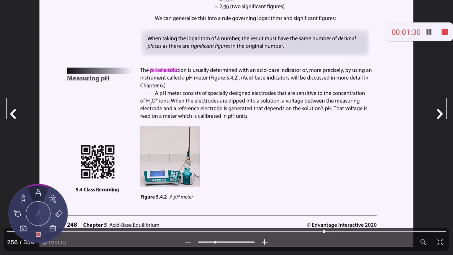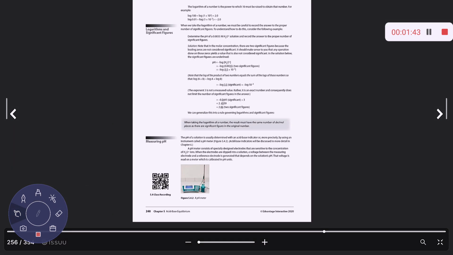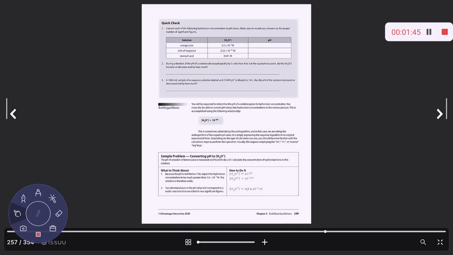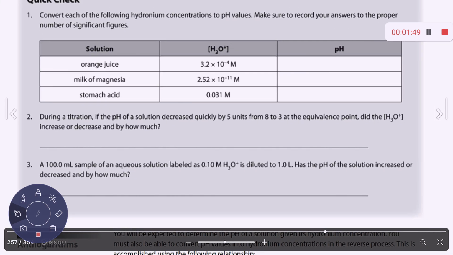pH is usually determined with an acid-base indicator like phenolphthalein, which we use in a titration. But if you want to be really precise about it, you're going to use a pH meter, which we have used as well. Let's take a look at the next page. And let's take a look at this quick check really quick.